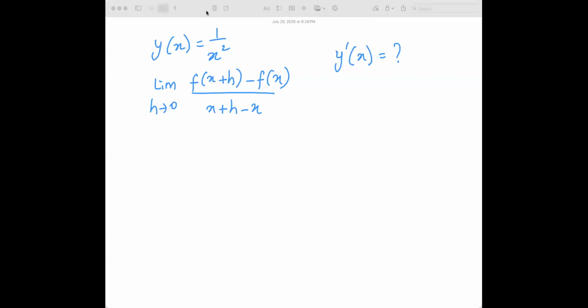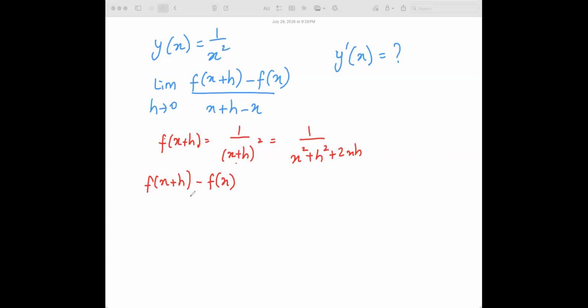I'm kind of stuck because in the denominator, after I'm subtracting, the x squared is still there. F of x plus h will be equal to 1 by, did you get this? And then what is f of x, you know, right? So f of x plus h minus f of x, divided by h is what I want. Then I'll apply the limit, okay?